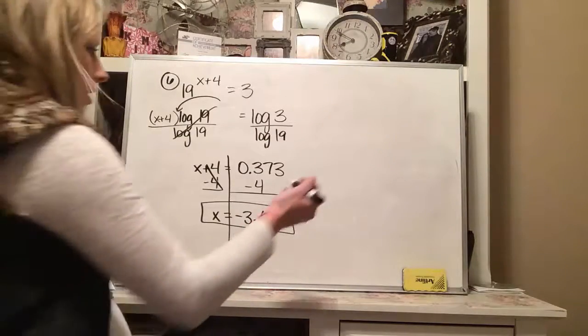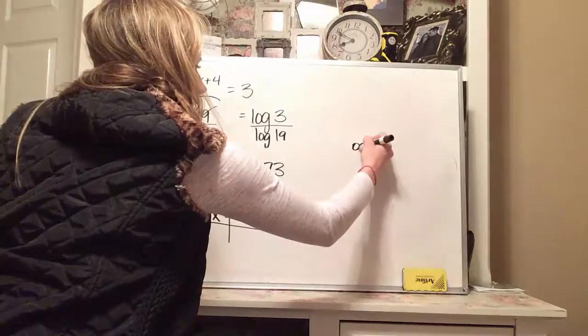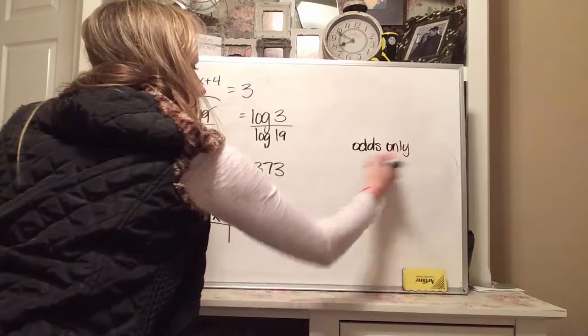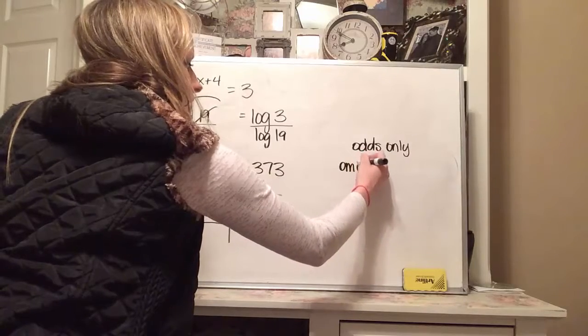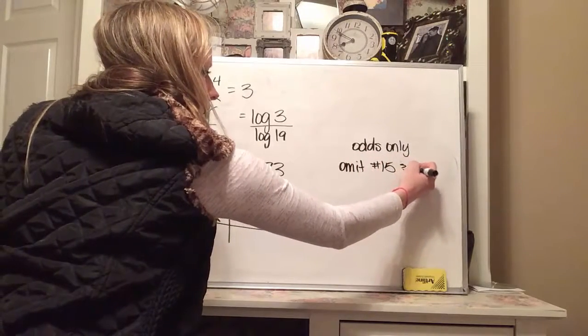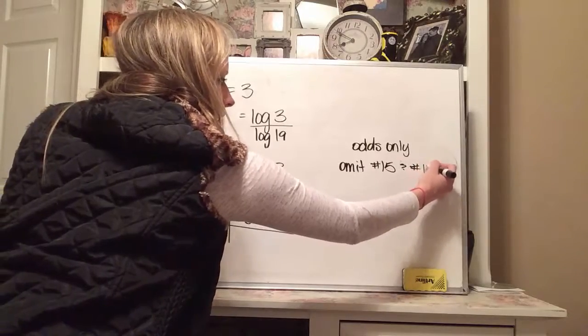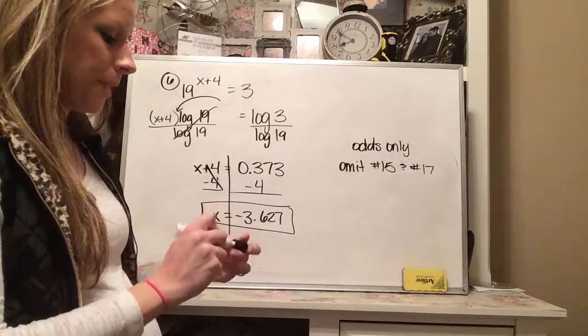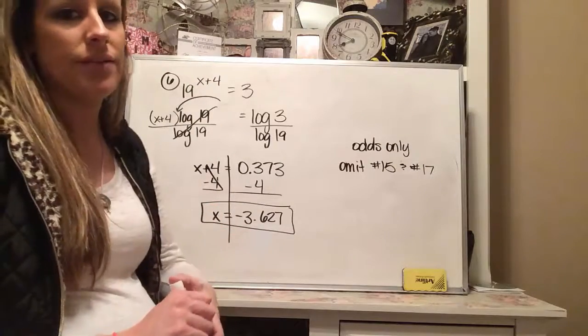Alright, on your homework, you're going to do odds only. And I want you to omit 15 and 17. So write that down somewhere, or you can wait for your worksheet, write it down on that. But odds only, omit 15 and 17.